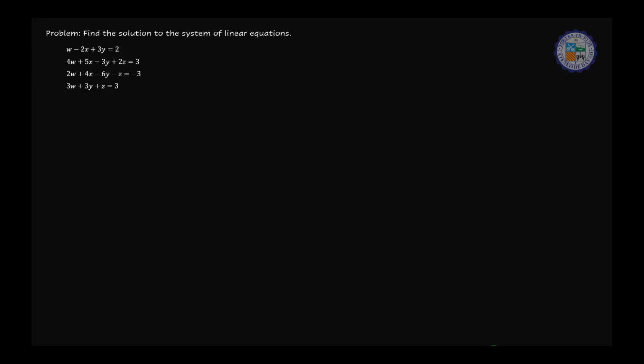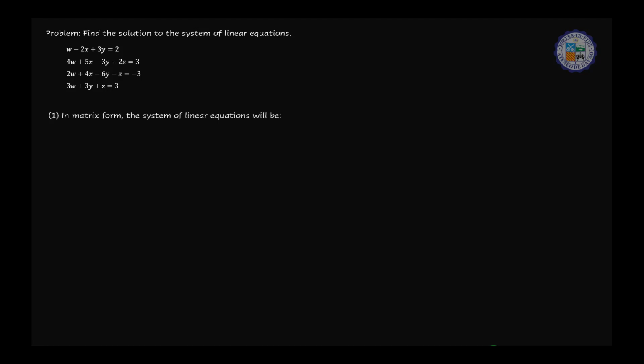Sample problem. Find the solution to the system of linear equations. So in this problem, we have 4 equations in 4 unknowns. The unknowns are w, x, y, and z.